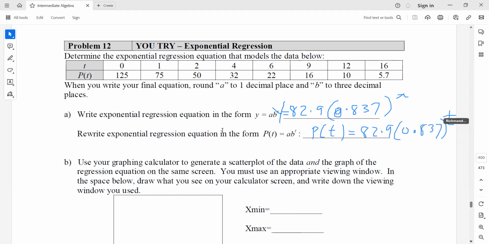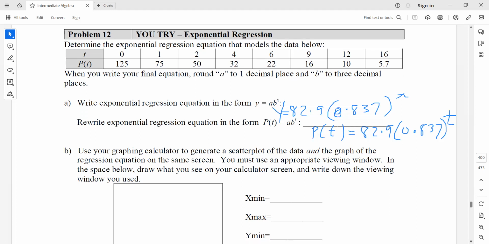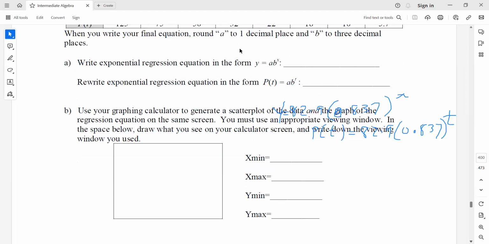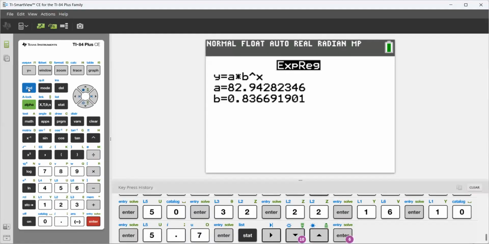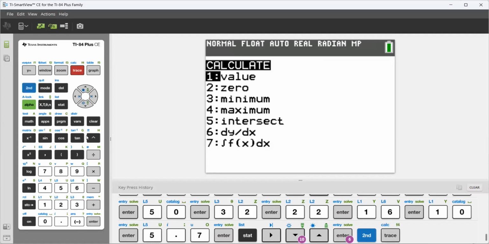To the power t. Okay. Now it says generate a scatter plot for this data. Remember scatter plots? So we have to go back to our calculator. Now we could just go back and install this, right? Oops. We could just go back and install this.